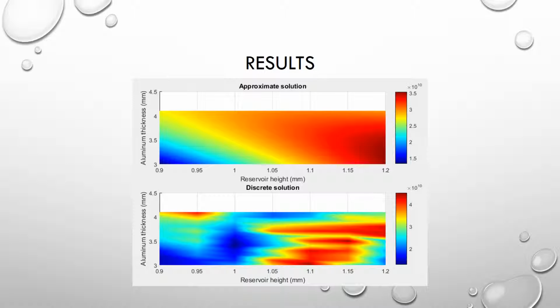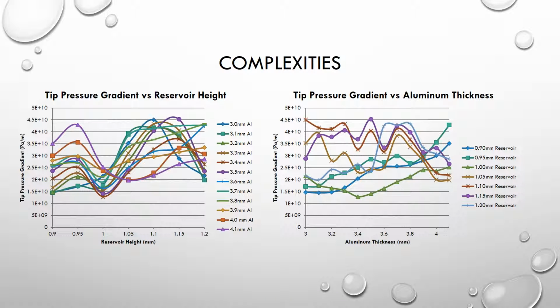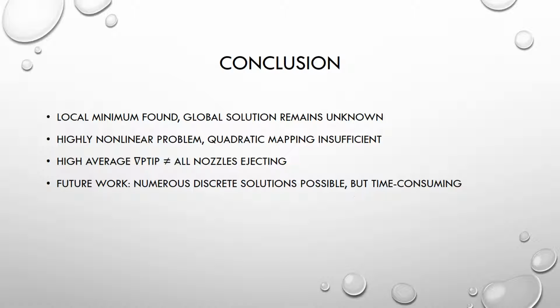Here I created a triangulation of the approximate solution and the discrete solution and plotted each contour. It's clear that the quadratic function provides a very inaccurate representation of the device operation performance. These plots show just how nonlinear the device operation performance was as one design variable was varied while the other was held constant. In conclusion, local minima of the cost function were determined by the response surface method and from the sample discrete solutions.